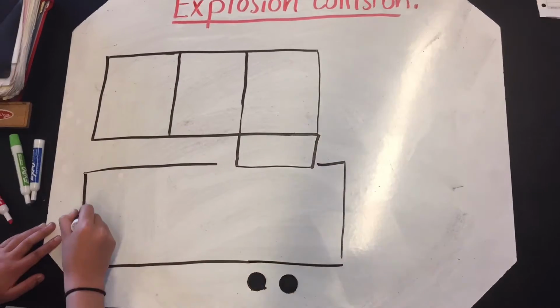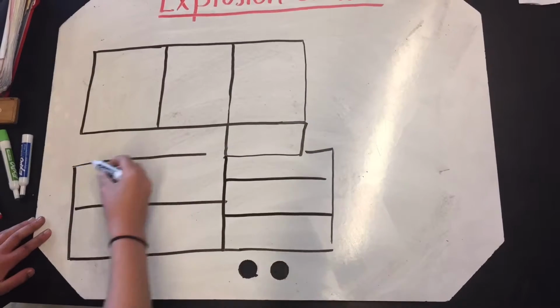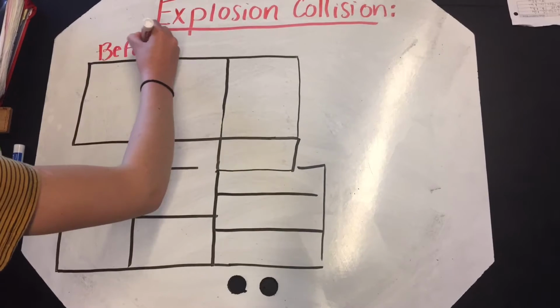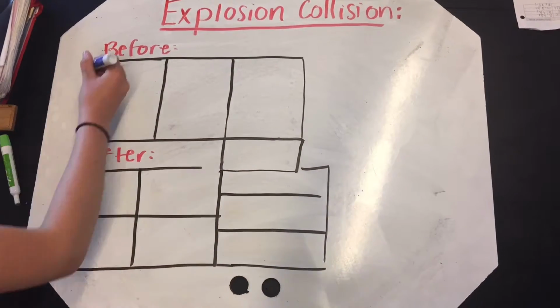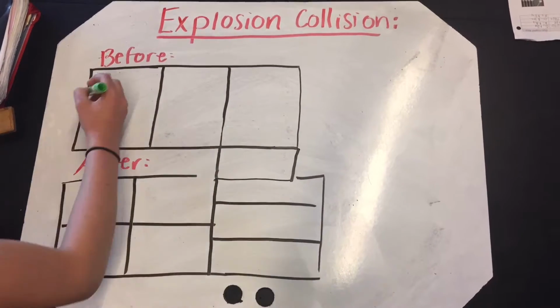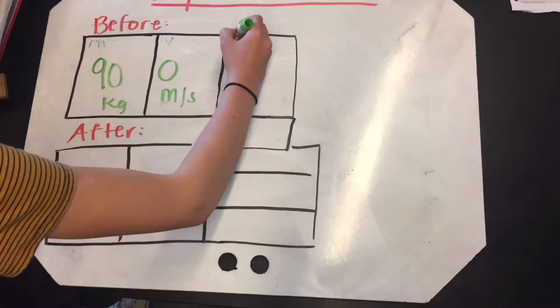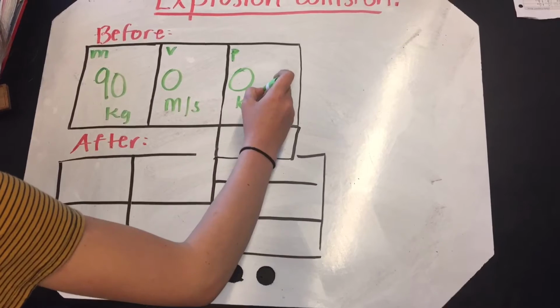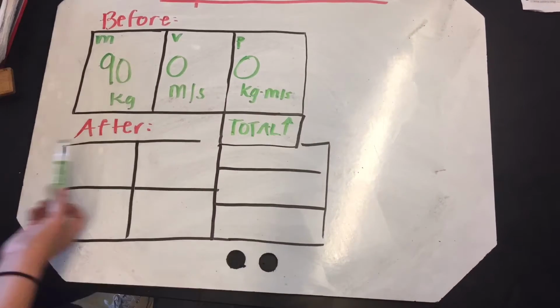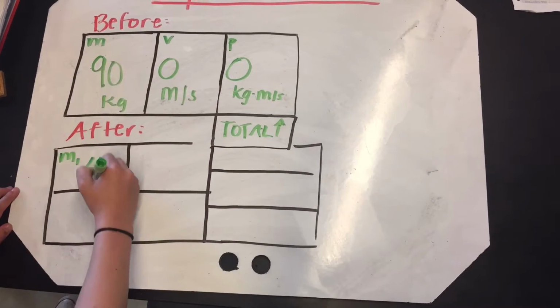After the explosion, person A has a mass of 40 kilograms, a velocity of negative 6.25 meters per second, and a momentum of negative 250 kilograms times meters per second. Person B has a mass of 50 kilograms, a velocity of 5 meters per second, and a momentum of 250 kilograms times meters per second.